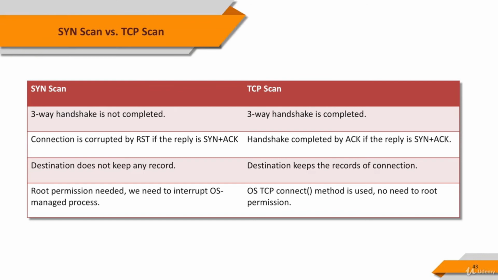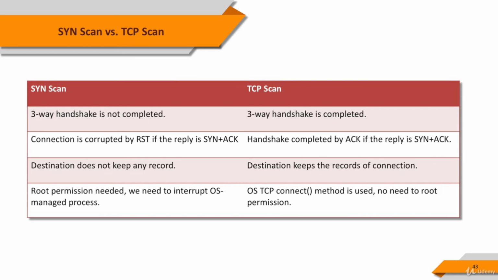The 3-way handshake is not completed in SYN scan, while it's completed in TCP scan. A RST packet is sent when a SYN/ACK is received in SYN scan, while an ACK packet is sent in TCP scan. Target machines are more likely to log the connection when it is established in TCP scan. There is no log for SYN scans because the 3-way handshake is not established.